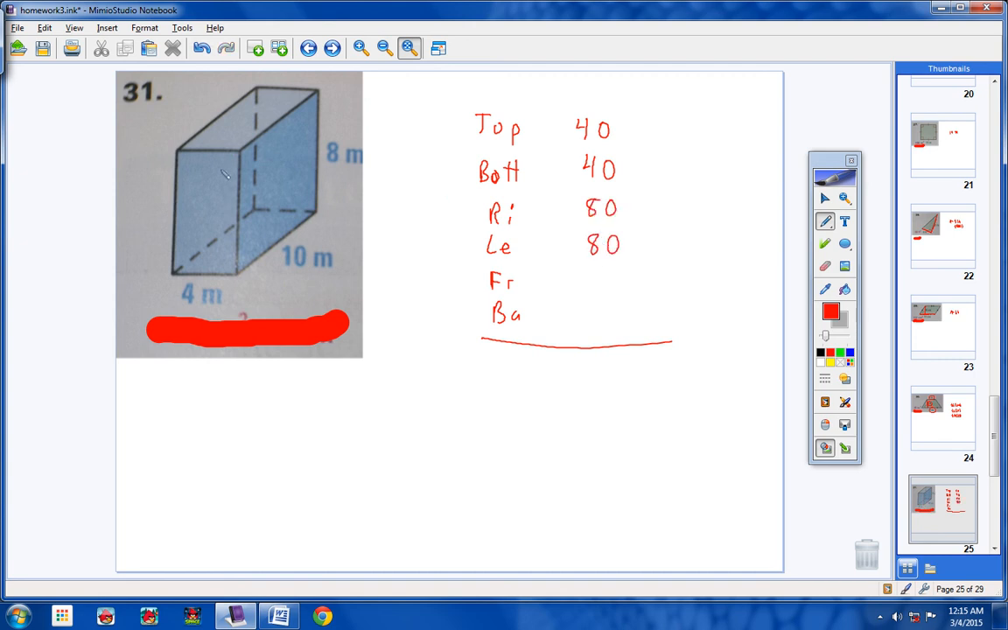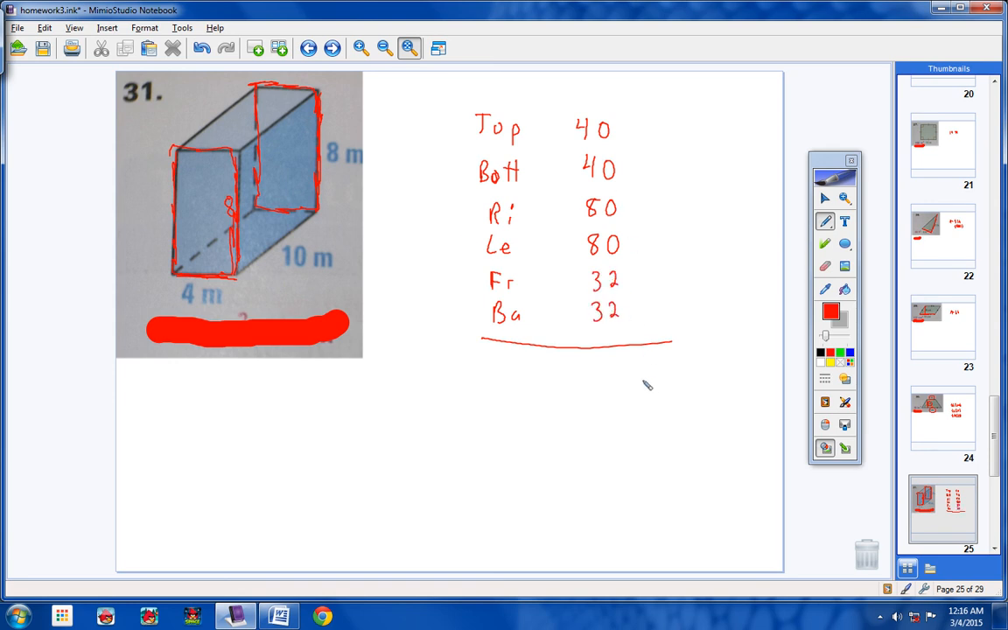Alright, now I have the front and the back. Alright, now notice I have a width of 4 right here, but I don't know the length right here, but I actually do. It's going to be the same as this length back here, which is 8, so this will be 8 also. So the area of my front, 4 times 8 is 32 and 32.